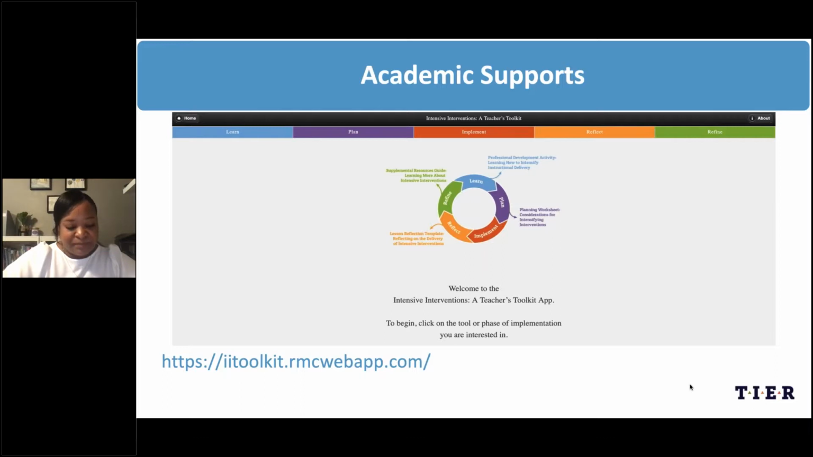The Reflect section provides a downloadable lesson reflection template that can be used to reflect on cognitive processing strategies that have been used in a remote intervention, along with the explicit instruction elements to support students' learning. The Refine section provides a downloadable supplemental resource guide to help when additional information is still needed to support students' learning.